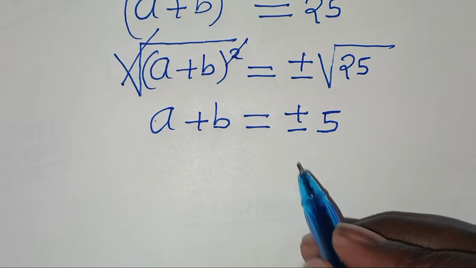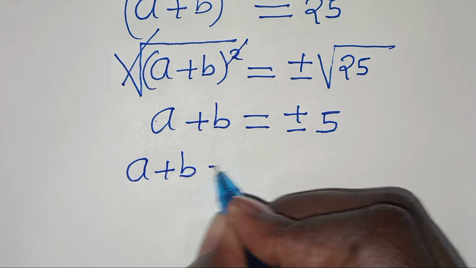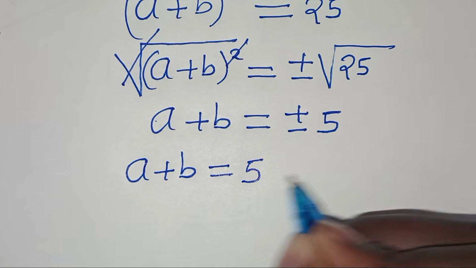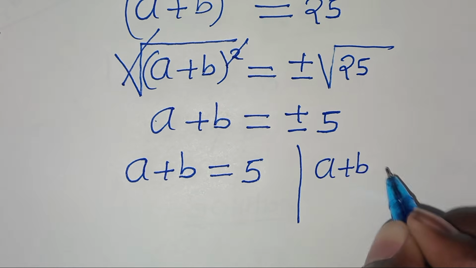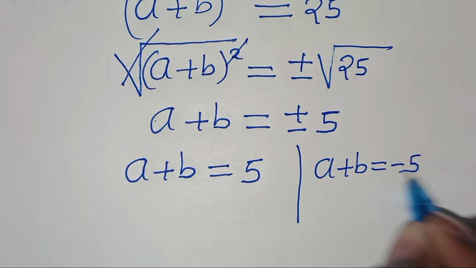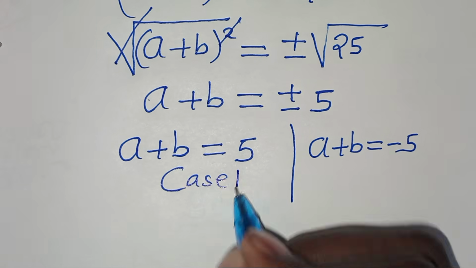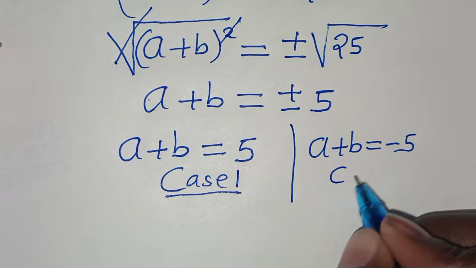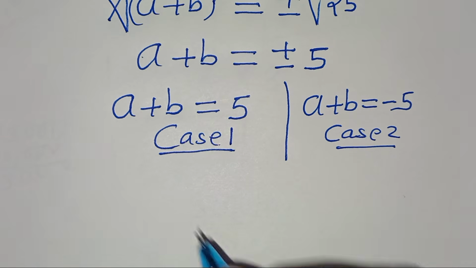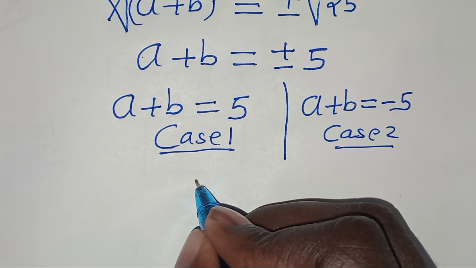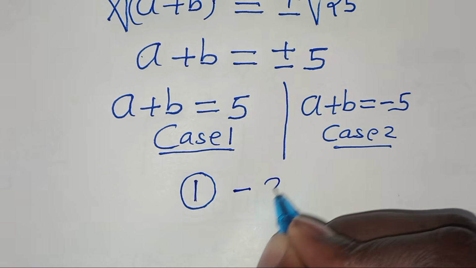And this means that we have two possible values of a plus b. So we have a plus b is equal to 5, and we have a plus b equal to negative 5. So we can call this case 1, and here we have case 2. Now the next step from here is to subtract equation 1 from equation 2.